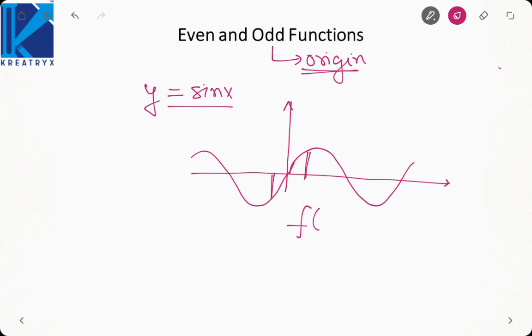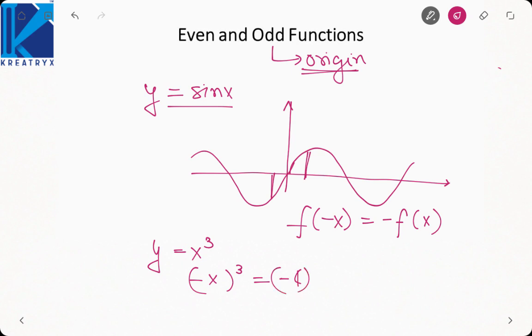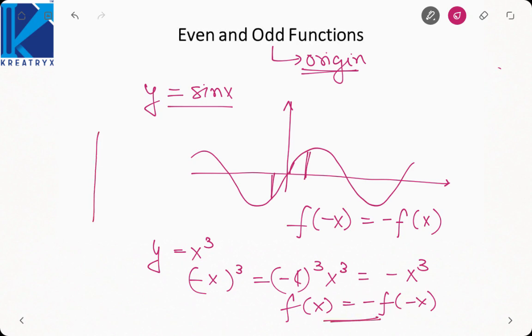So here the condition is f of minus x is actually equal to minus f of x. That is, the values on the negative axis will be the negative of the values on the positive axis. Okay. Let us take another example. Suppose we take the example of x cube. Then (minus x) whole cube is equal to minus x cube. So f of minus x is equal to minus f of x. So that is also an odd function, which is evident from the graph.